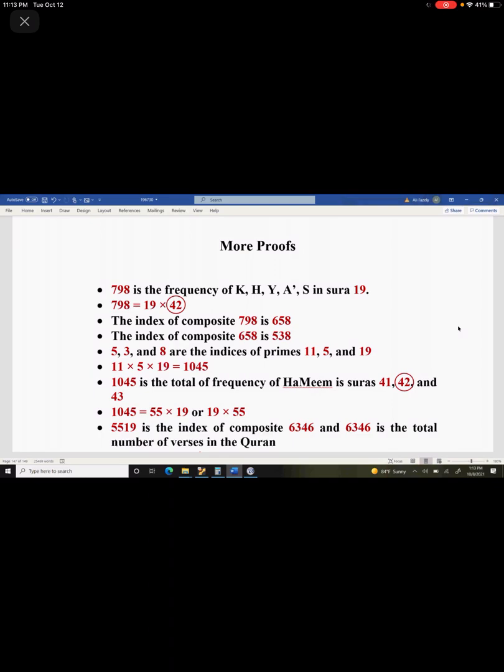It was 19 times 42, and it was divisible by 19. But since then we've learned so much. The index of composite 798 is 658. The index of composite 658 is 538. 5, 3, and 8 are the indices of prime 11, 5, and 19. And the multiplication of these three prime numbers yields 1045. 1045 is the total frequency of Hamim in Surah 41, 42, and 43.